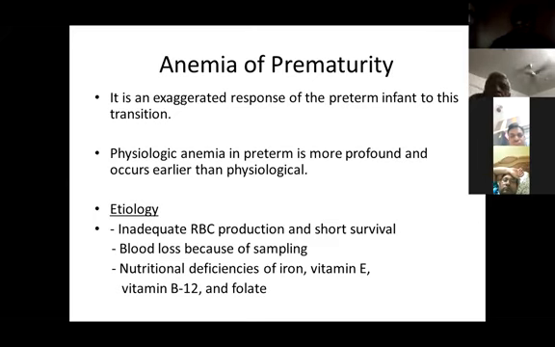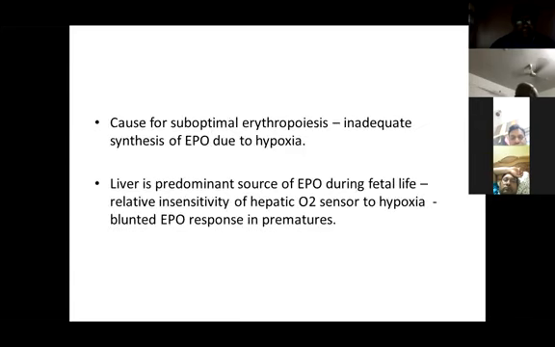So what are the main causes of anemia of prematurity? One, there is inadequate RBC production and short survival. As we already know, the survival of premature RBCs is only 50 to 60 days, so there will be more and more breakdown. Second, there is blood loss because of sampling. And there are also nutritional deficiencies of iron, vitamin E, vitamin B12 and folic acid. That's why anemia of prematurity occurs.